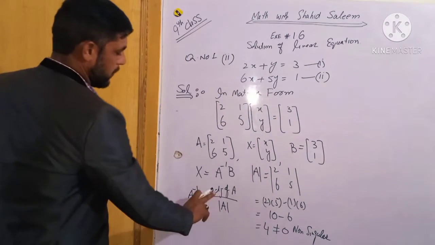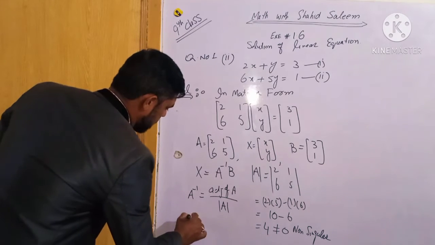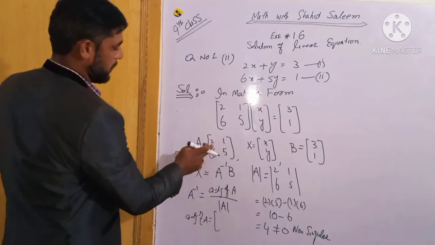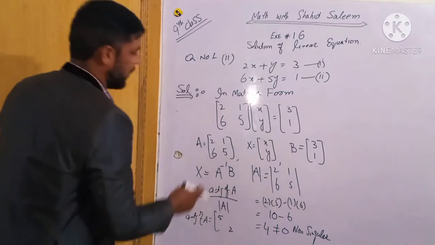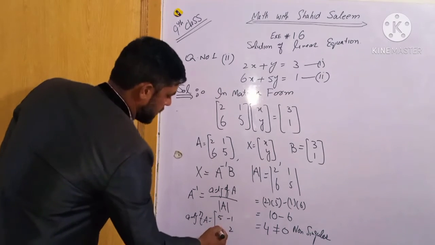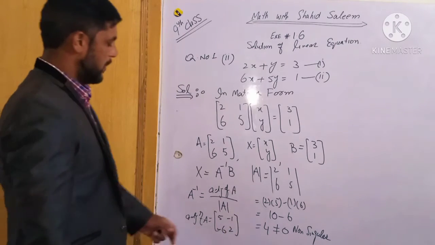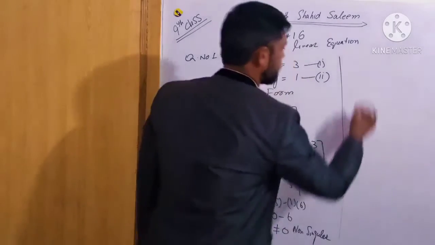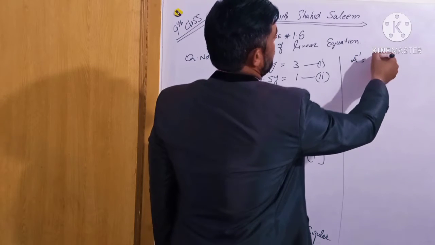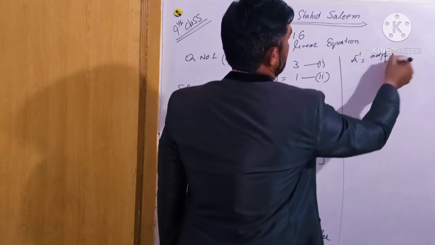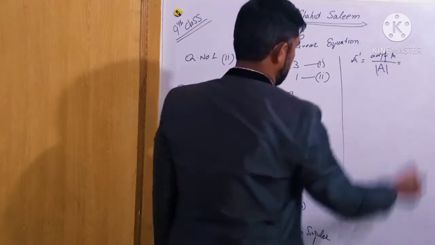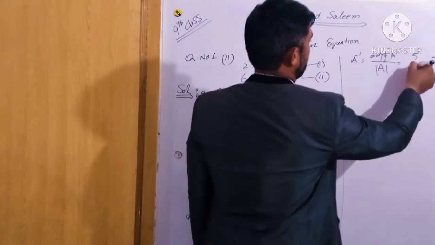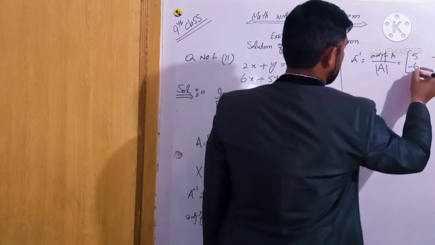So we find the value of adjoint of A. Adjoint of A equal to, we interchange the values 5 and 2 and we change the signs of the other entries of this matrix, which is the adjoint of A. A inverse equal to adjoint of A over A mod, equal to [5 -1; -6 2] over 4.